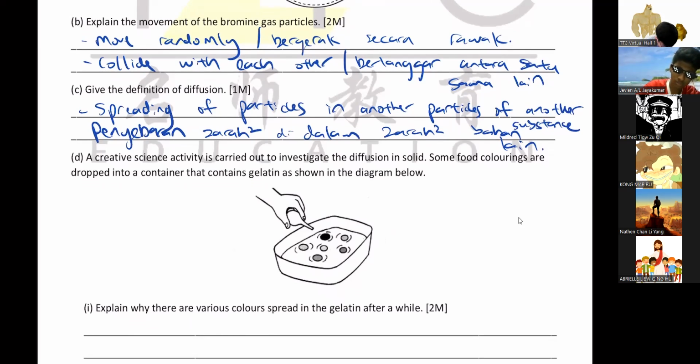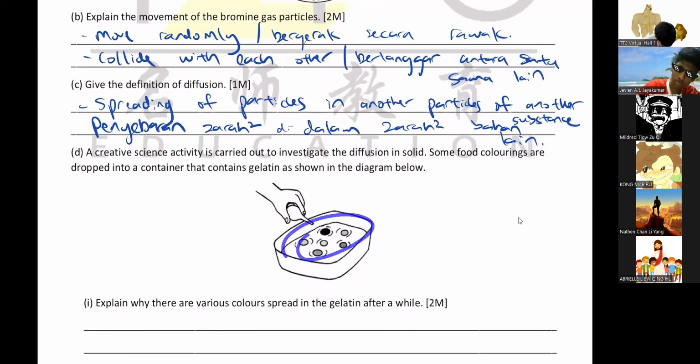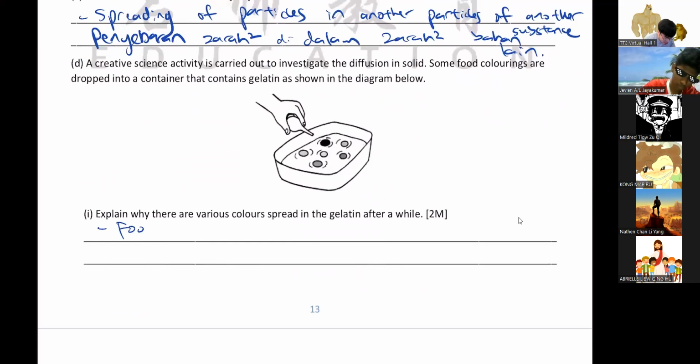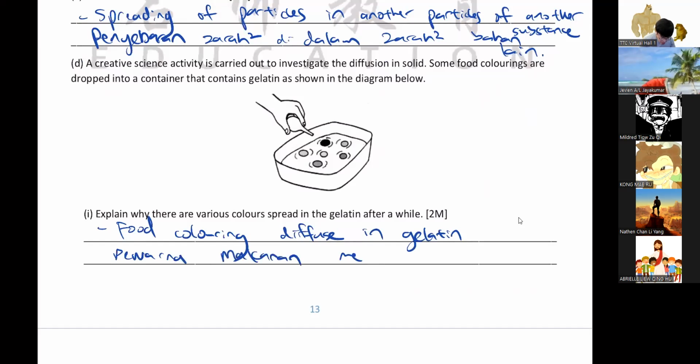All right. Okay, anyway, so this is gelatin. Gelatin is like jelly, so they put food coloring here. So why are there various colors spread in the gelatin after a while? Because the color diffuses in the gelatin. So you can say the food coloring diffuses in gelatin. Pewarna makanan menyerap di dalam gelatin. I think BM is called gelatin too.